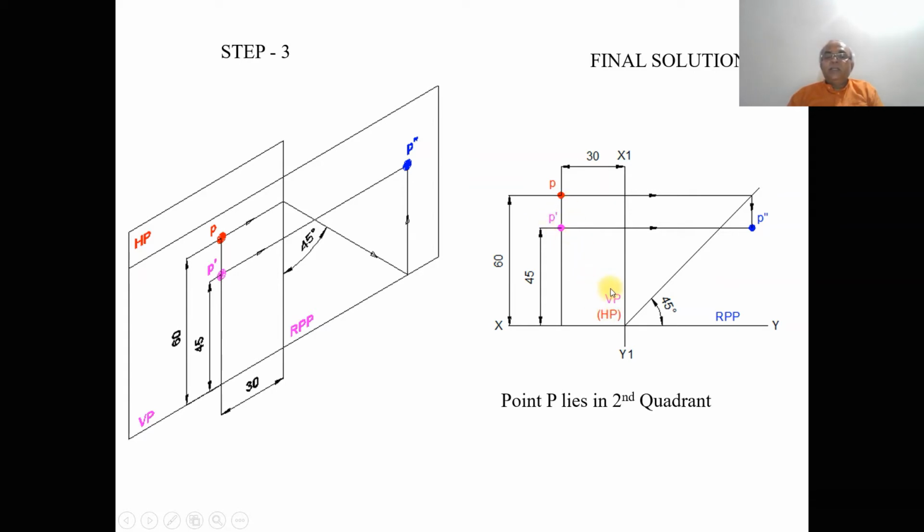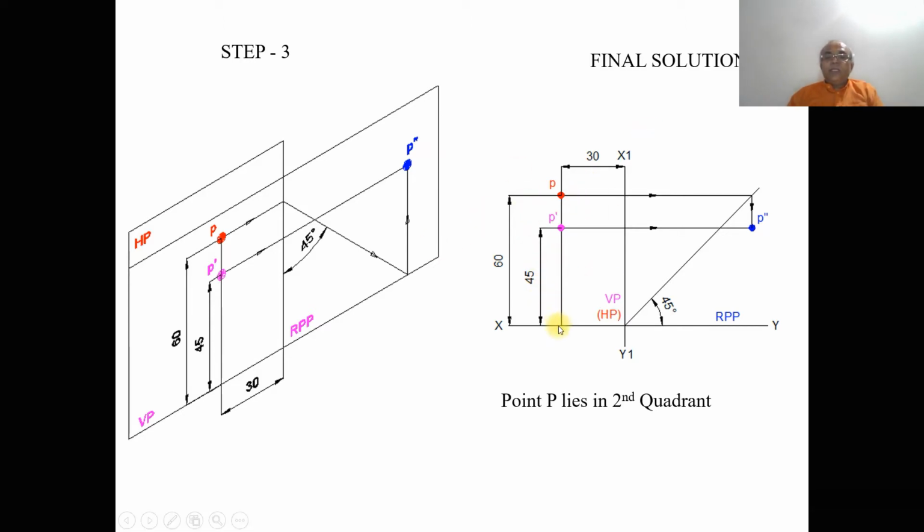In general, the distance with respect to VP can be seen in HP, and the distance above HP can be seen in the vertical plane. So in general, the distance with respect to HP is in the vertical plane, and the distance with respect to VP will always be on the horizontal plane. And the distance with respect to the profile plane can be seen in both VP and HP. So this is the general condition even in the first quadrant also.